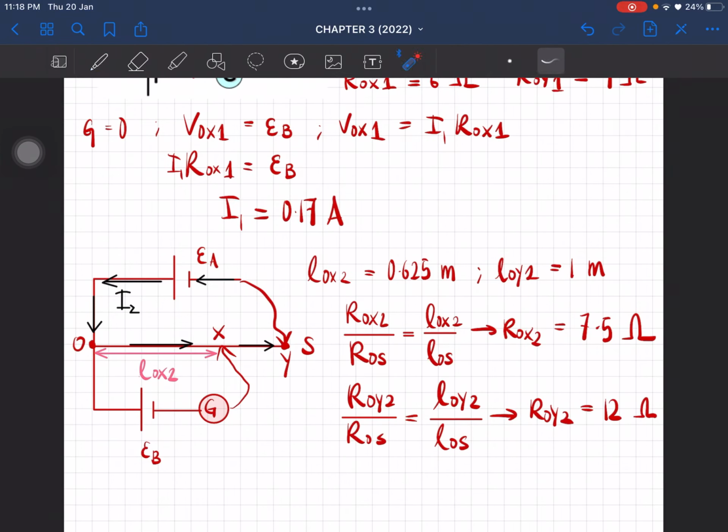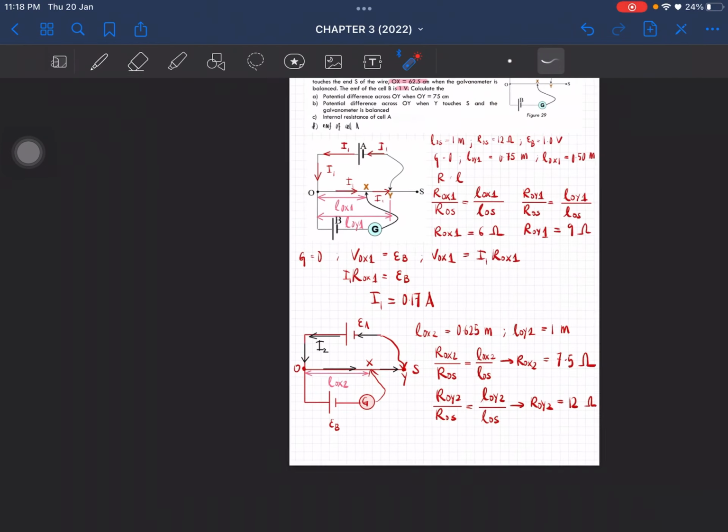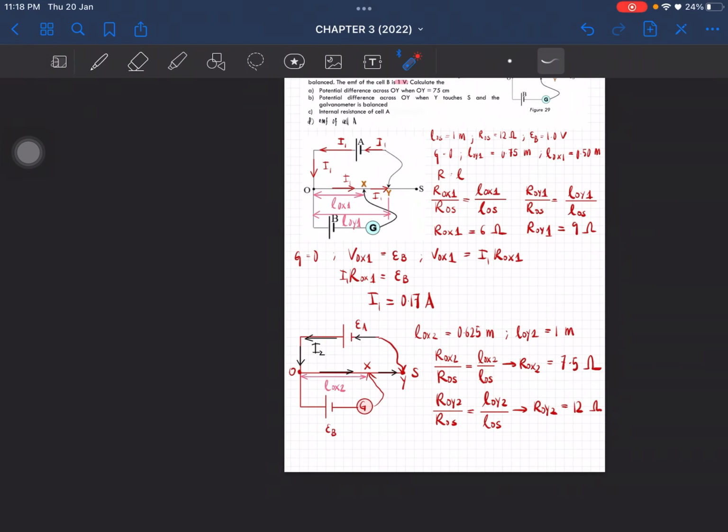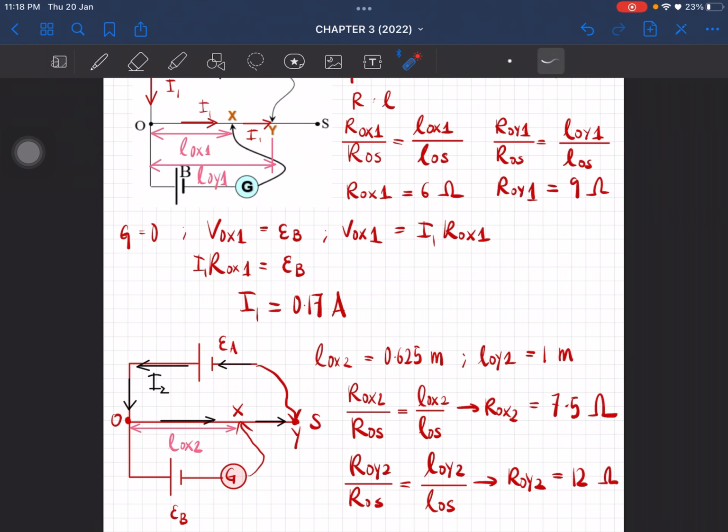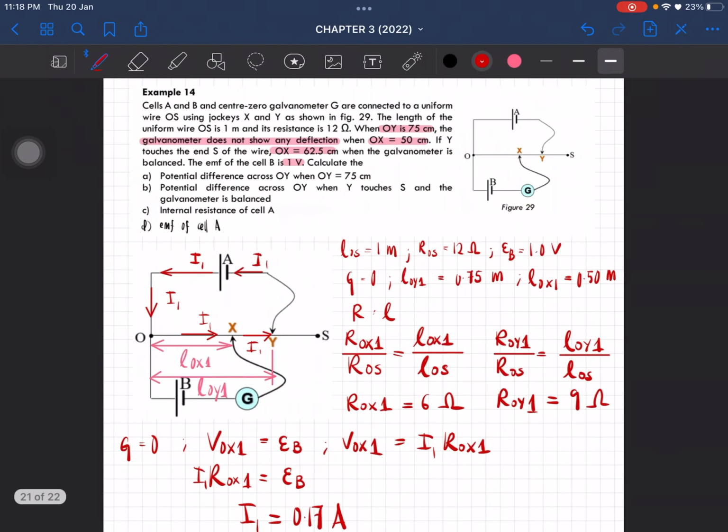Okay, untuk the length of OY tu sudah 1. Okay, so kamu akan dapat 12 ohm. Alright. Okay, so dari situ kita sudah dapat jawapan. Oh, okay. I'm sorry, I forgot.